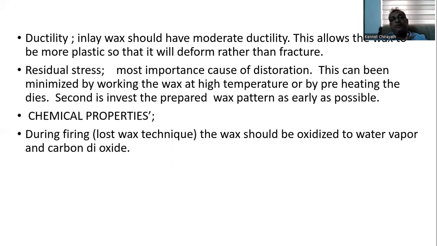What is the chemical property? During the firing, the lost wax should be completely oxidized to water vapor and carbon dioxide. So during firing in the lost wax technique, once the wax is placed in the furnace, it should completely leave the prepared cavity without any residue. That is, it is oxidized to water vapor and carbon dioxide.